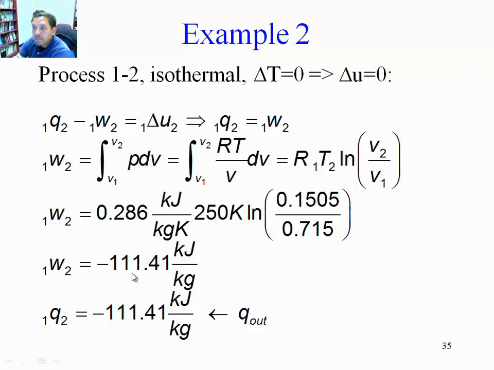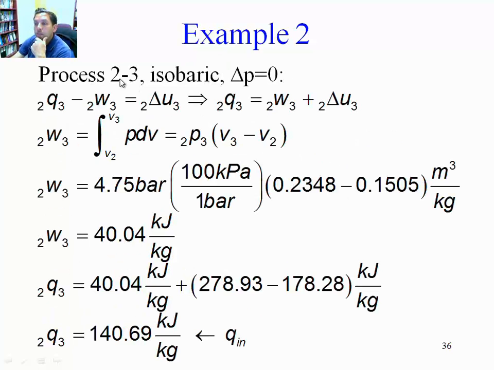And that's also negative work because it's a contraction. The volume goes from 0.715 in volume 1 to 0.15 in volume 2, so the volume decreases. This is a contraction. Work is negative. The process from 2 to 3 is isobaric. Pressure doesn't change. This we were told.